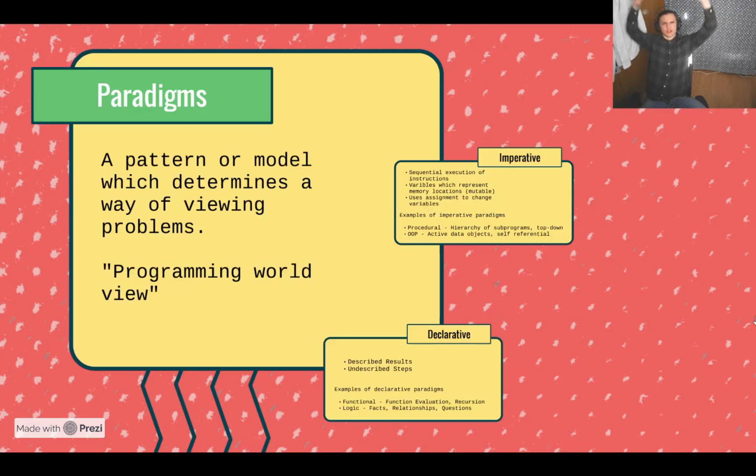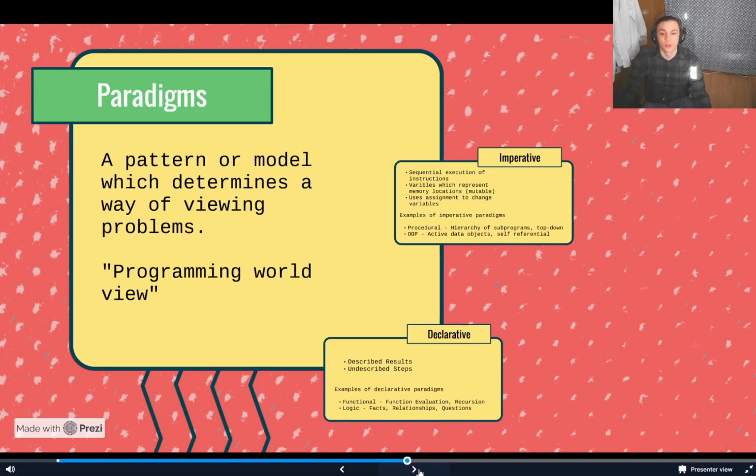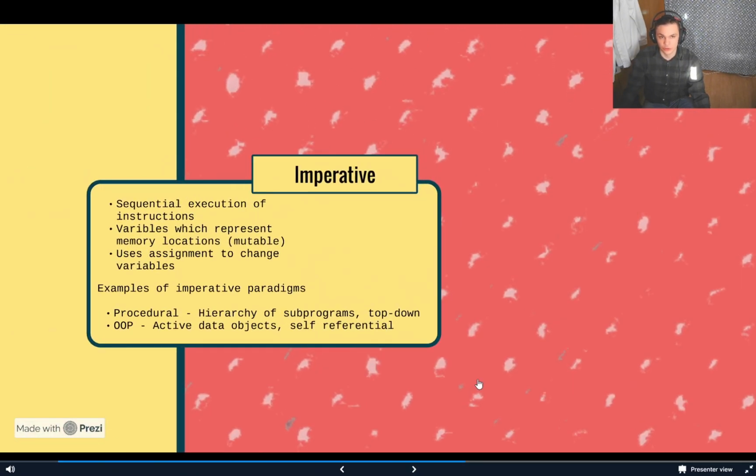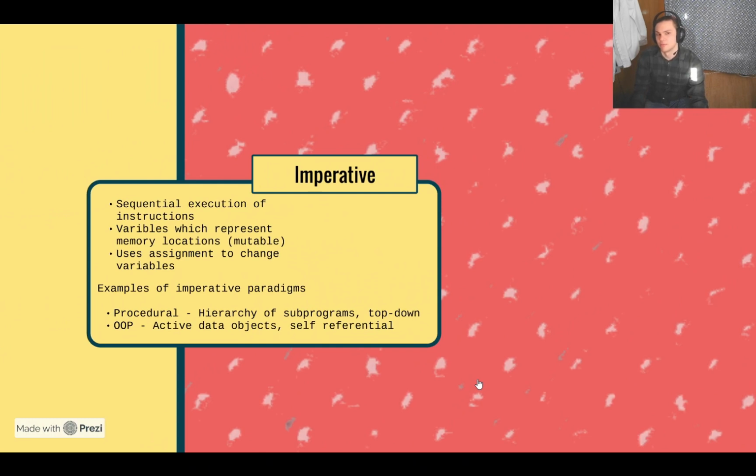Now we're going to talk about programming paradigms. A paradigm is a pattern or a model which determines a way of viewing problems. I think of it as a programming worldview. How are you going to view reality? There are two schools of thought, an imperative paradigm and a declarative paradigm. So let's start with imperative.